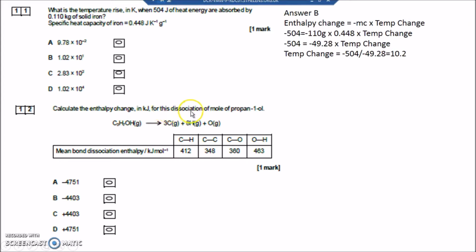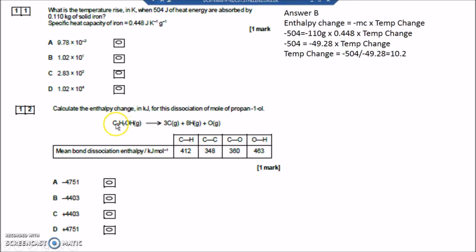Calculate the enthalpy change in kilojoules for the dissociation of 1 mole of propan-1-ol. So 1 mole of propan-1-ol into 3 carbon atoms, 8 hydrogen atoms, and 1 O atom. You're given the bond dissociation enthalpy, how much energy is needed to break a bond on average, mean. When they're bonded to different kinds of atoms, the bond enthalpy changes, but on average this is what the value of these bonds are. This is how much energy in kilojoules per mole is needed to break these bonds.